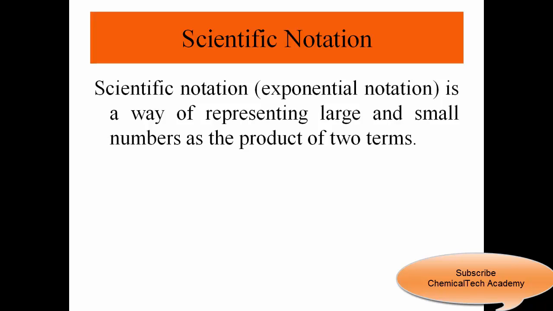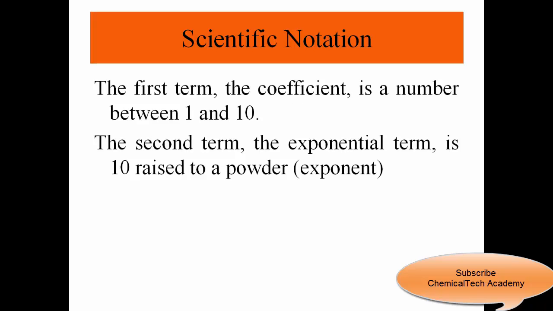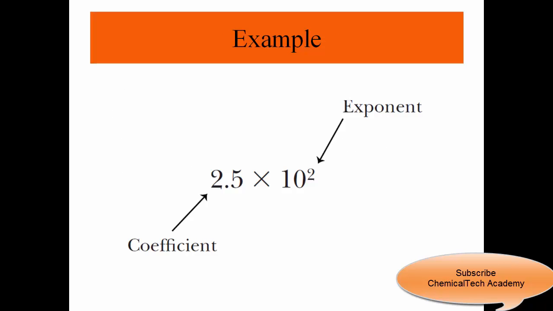Scientific notation is a way of representing large and small numbers as a product of two terms. So how can we represent them? The first term is called the coefficient, a term between 1 and 10. The second term is the exponential term, 10 raised to a power, which is called the exponent. As you see here, in the scientific notation we have 2.5 times 10 power 2: the coefficient multiplied by 10 power 2, and 2 here is the exponent.